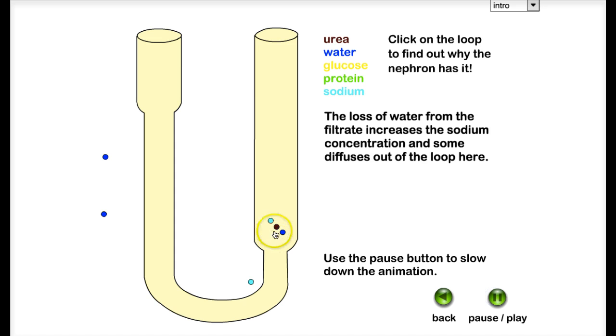Now the ascending limb going up is impermeable to water. So no water is going to leave the ascending limb, but there are sodium pumps all along the ascending limb that are going to be pumping salt out of the filtrate and back into the blood.